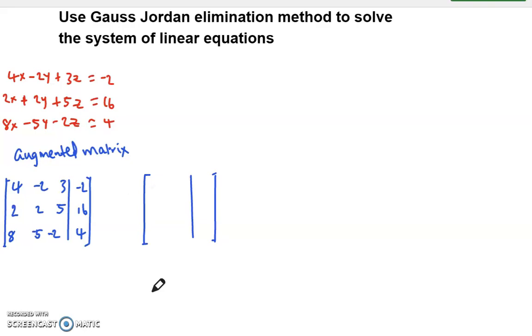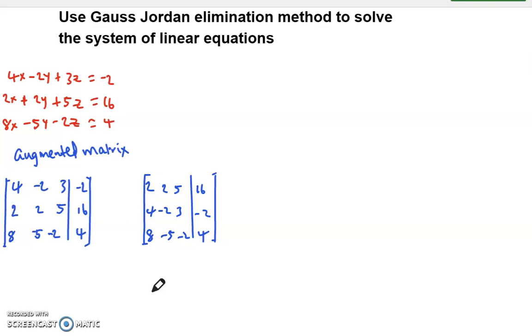So if we switch the first one and the second one, we will simply have 2 here. This will be 2. We will have 2, then we will have 5, and then we will have 16. This is the second row. Then we bring the first one. Then we have 4, -2, we have 3, and then we have -2. And then we maintain the third row, -5, -2, and then we have 4. So this is what we call the switching of rows.